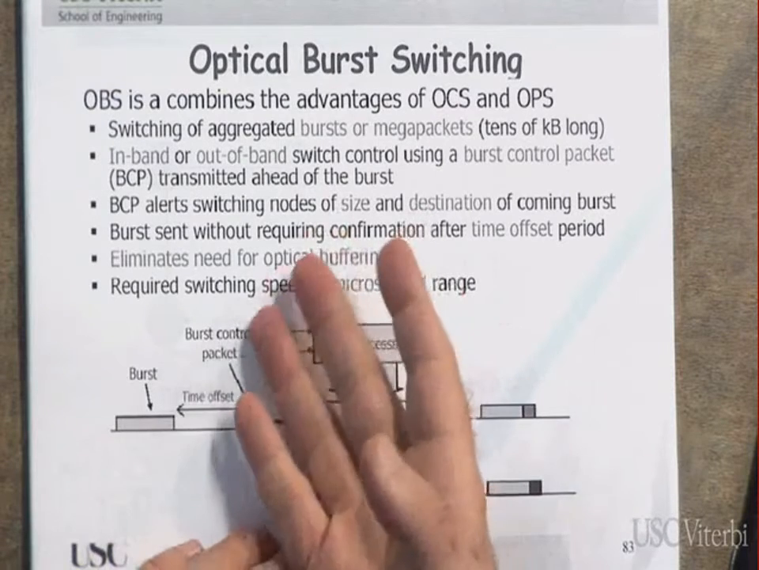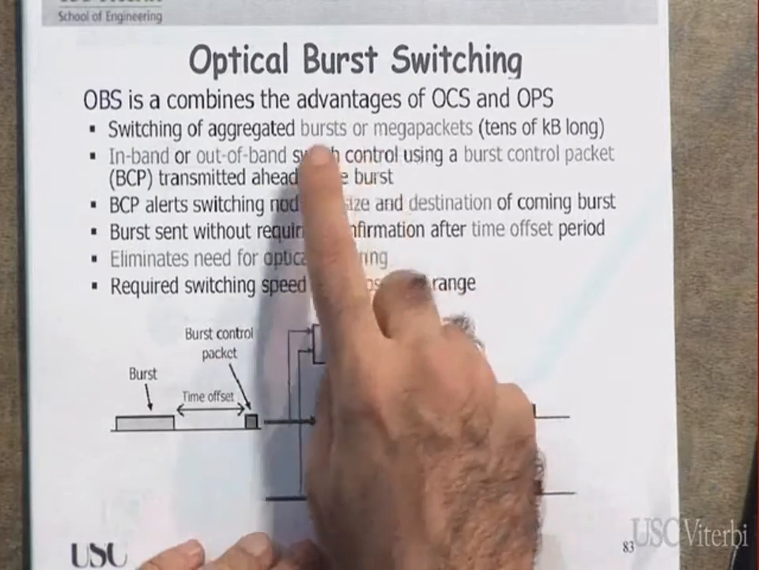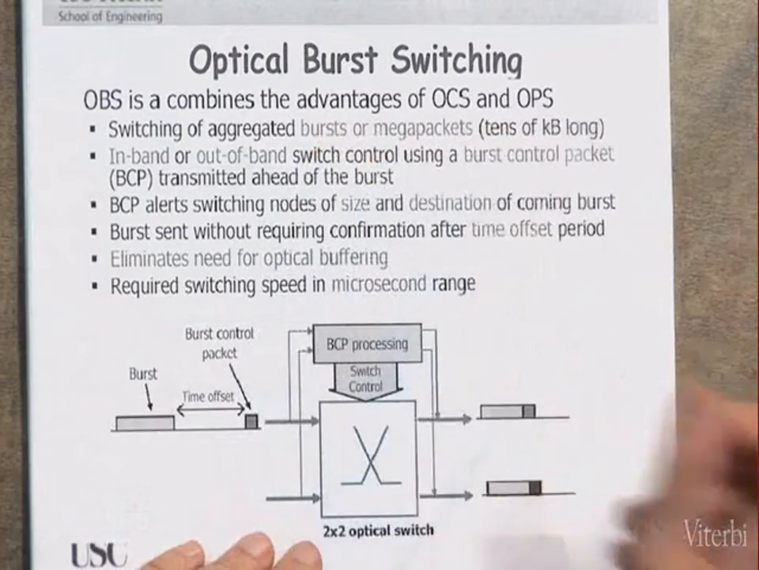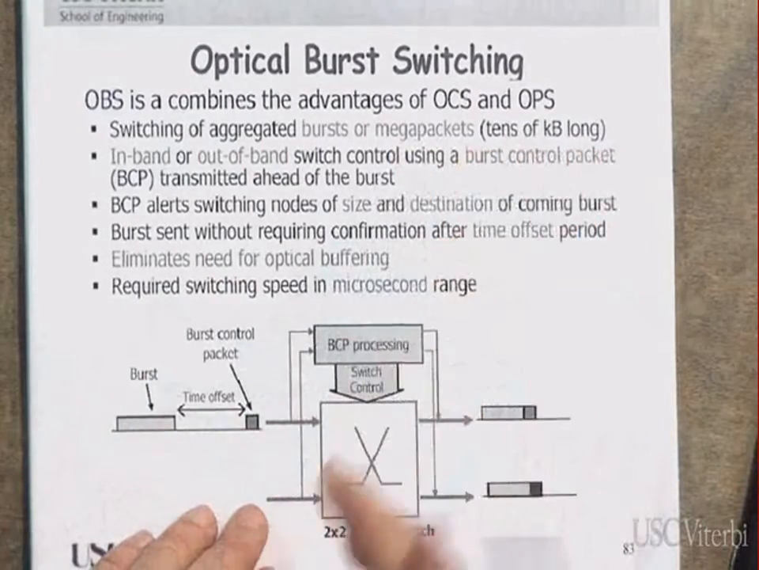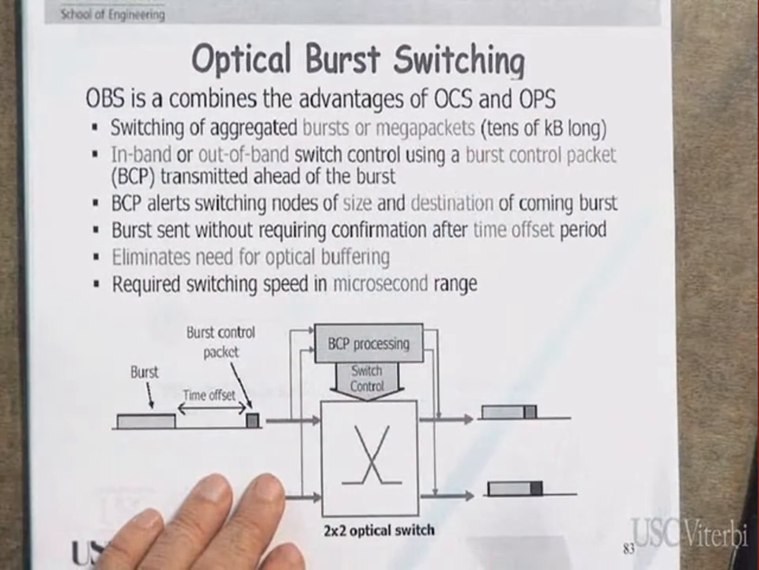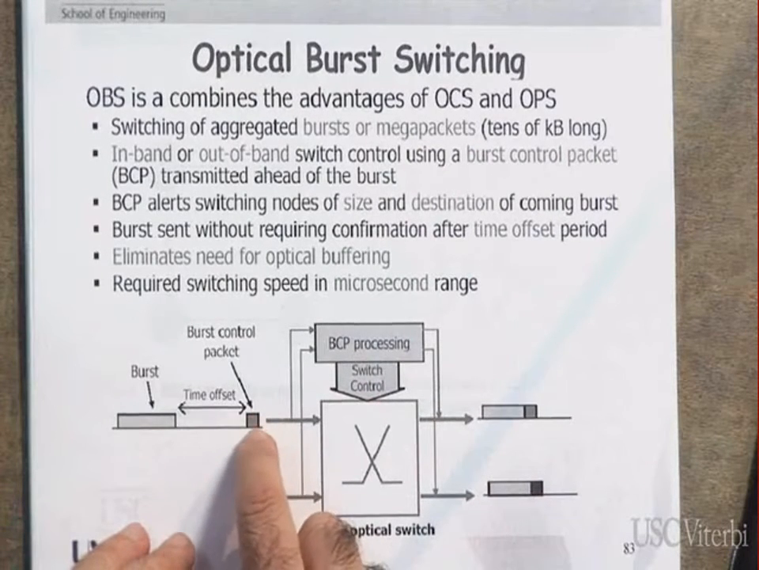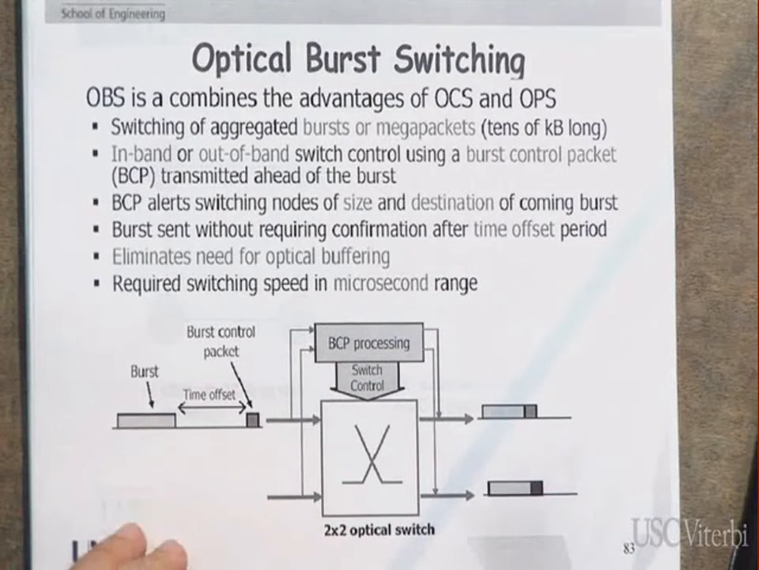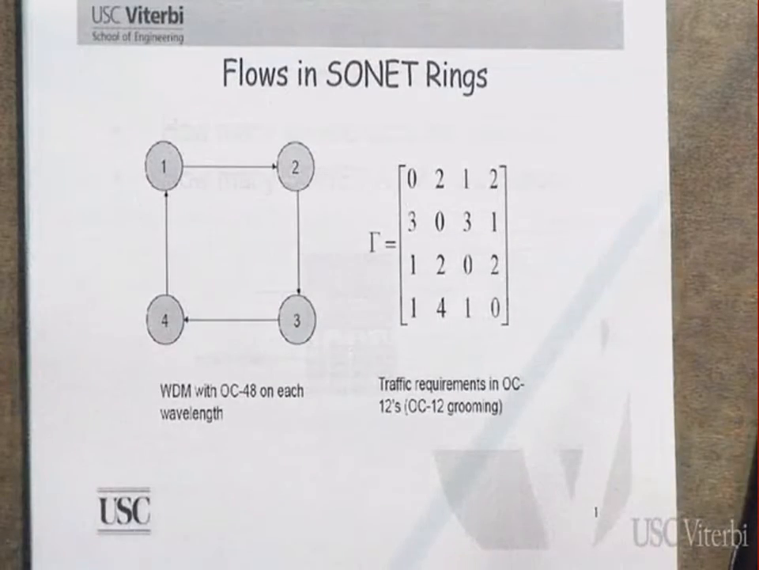Clear? Okay, but this currently is having difficulty in the deployment. You notice the burst is much bigger than the previous one. We are talking about tens of kilobytes long bursts. Aggregated burst. There is a time offset between the burst control signal and the actual burst coming. Clear? Okay, good. Now, one more thing to discuss before we leave the optical altogether.